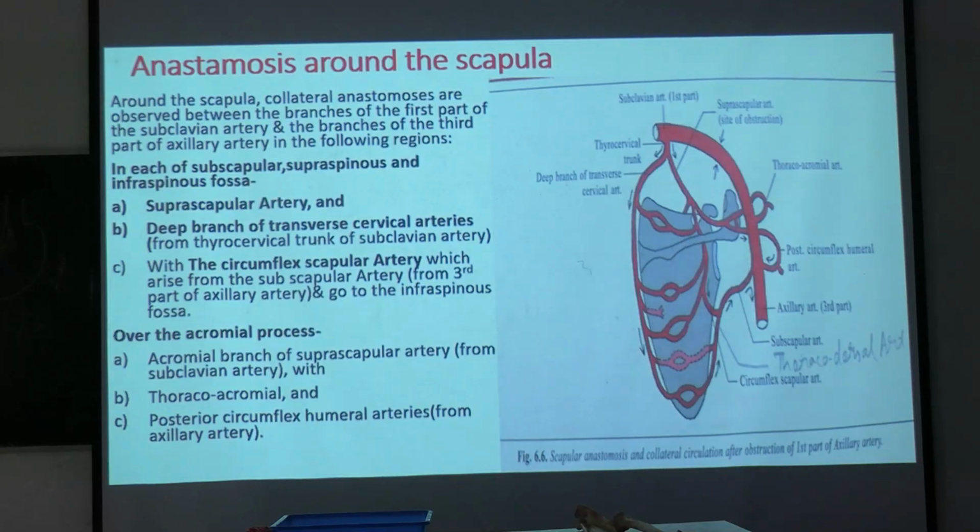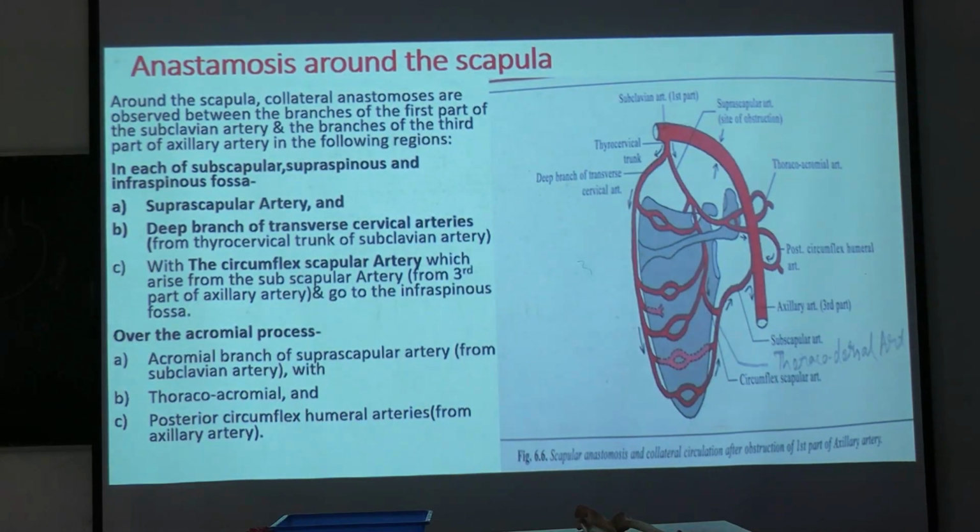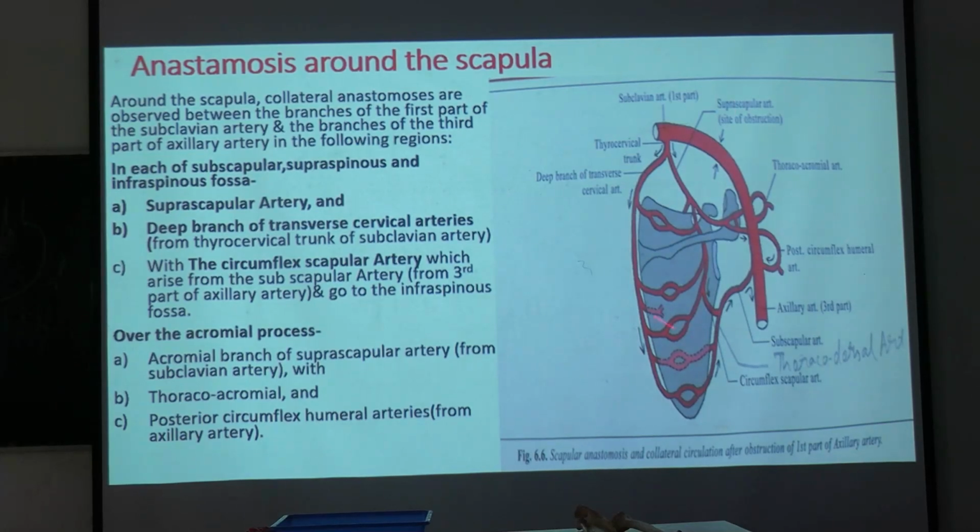This comes in your theory short note. Anastomosis around the scapula. So you can practice a schematic diagram like this, and write this down. Around the scapula, collateral anastomosis is observed between the branches of the first part of the subclavian artery.